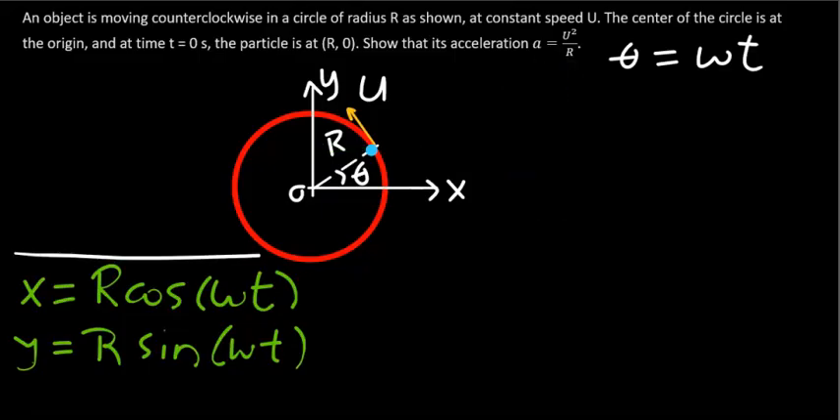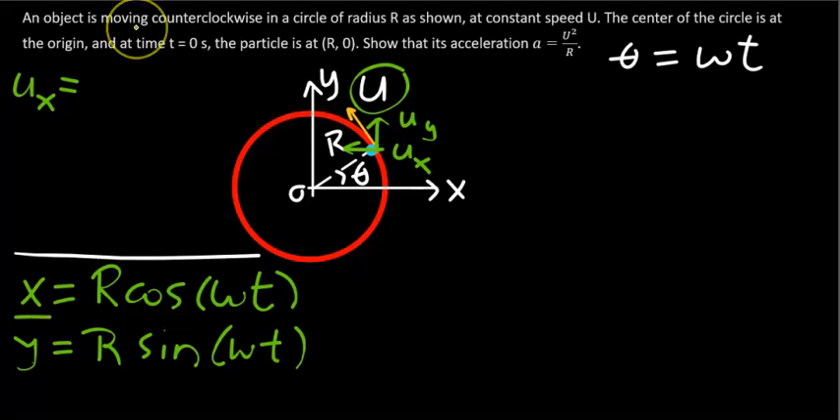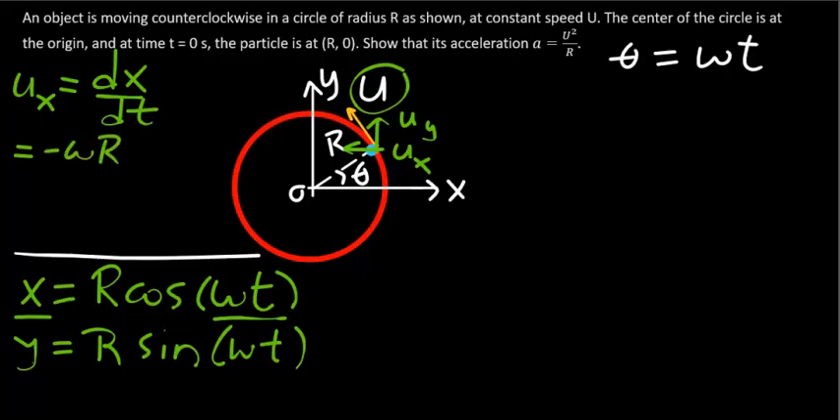Now let's do the components of velocity u. So this u has two components. One is the y component, u sub y, and the other one is heading like that, the x component. The x component can be determined from x, which is a function of time, through the usual derivative, dx/dt. And when you take the derivative of x with respect to t, you get minus omega r sine omega t. When you take the derivative of cosine, you get minus sine.